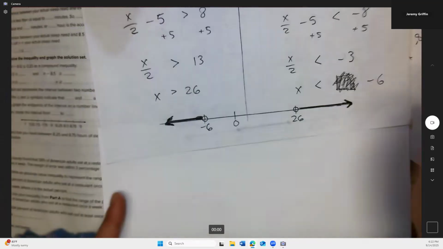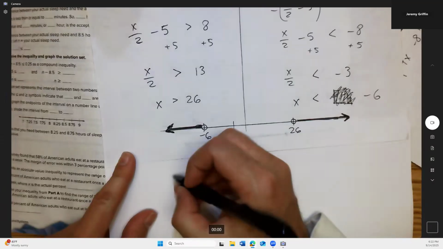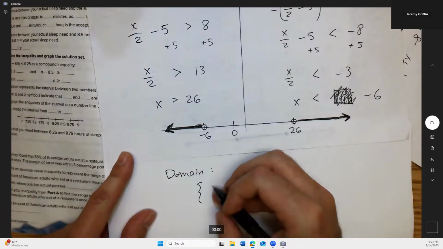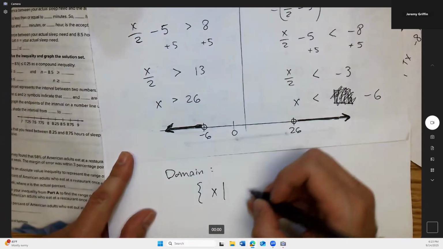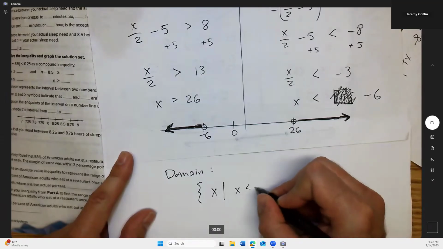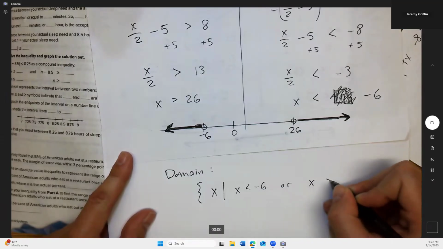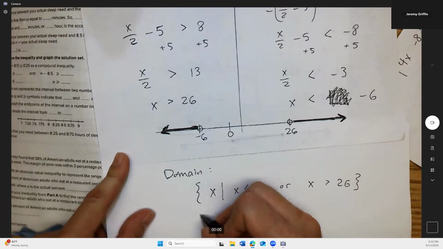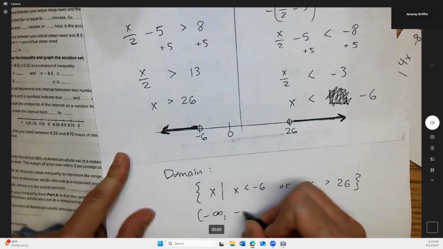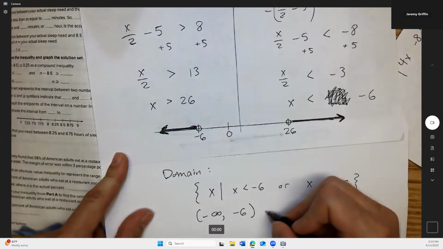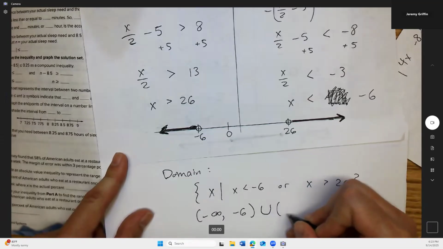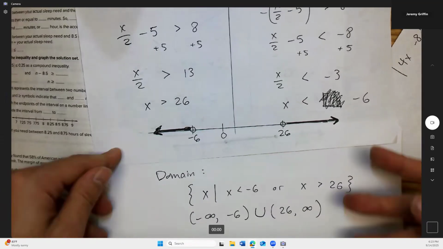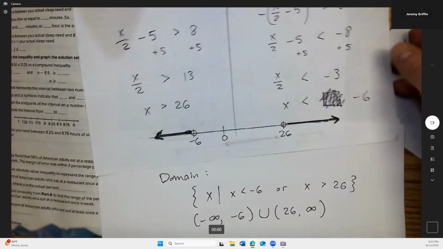And here, so to write this domain out, I could say domain, and set builder notation could go x such that x is strictly less than -6 or x is strictly greater than 26. And in interval notation, I could write it as -infinity to -6 and then close parenthesis. And then union, and then it picks up at 26 and goes on to infinity. Right, so there you go. There's 3 different ways to write the solution to that.